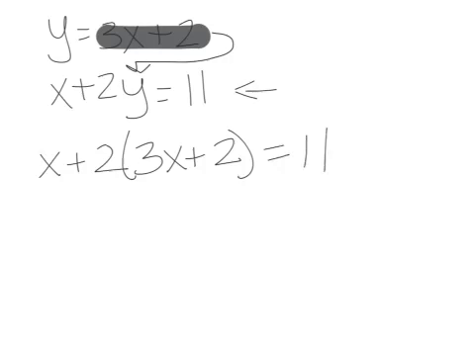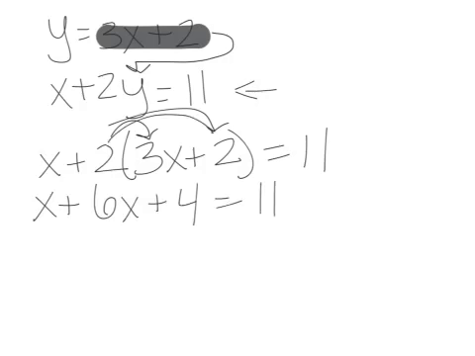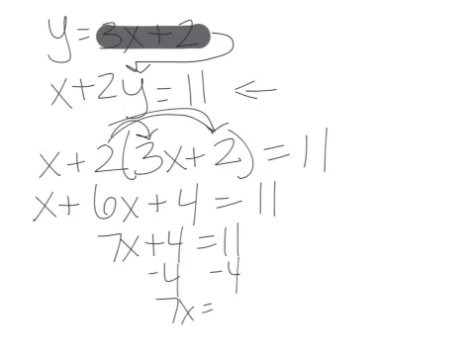So now this should be old news. We know how to solve this. We're going to distribute the 2. So we have x plus 2 times 3x is 6x. 2 times 2 is 4. We're still equal to 11. If I combine my like terms, I have 7x plus 4 is equal to 11. Subtract 4 from both sides. I have 7x is equal to 7, so x is equal to 1.